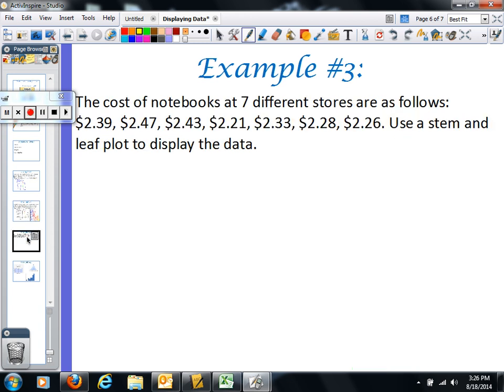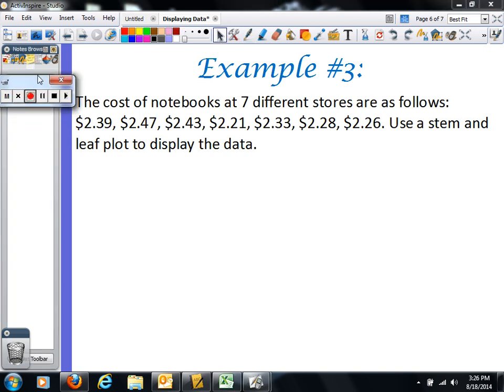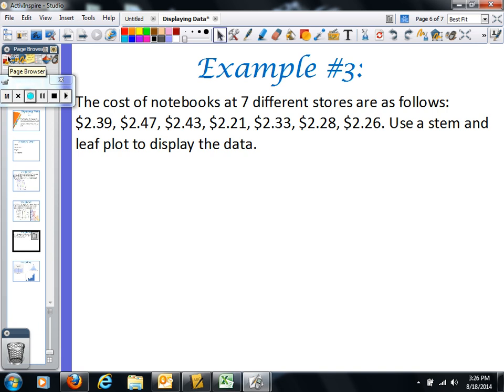Last example. The cost of notebooks at 7 different stores are as follows: $2.39, $2.47, $2.43, $2.21, $2.33, $2.28, $2.26. Use a stem and leaf plot to display the data.